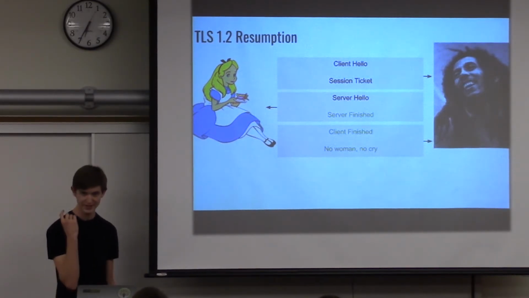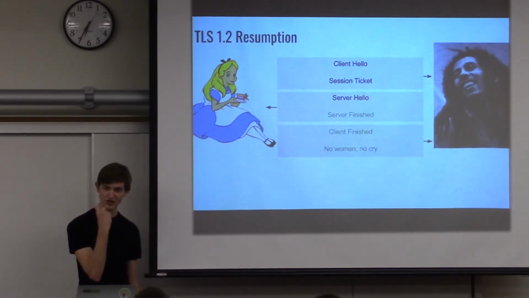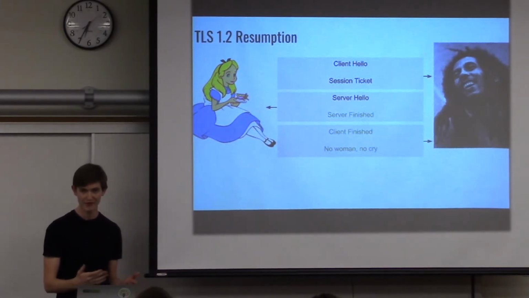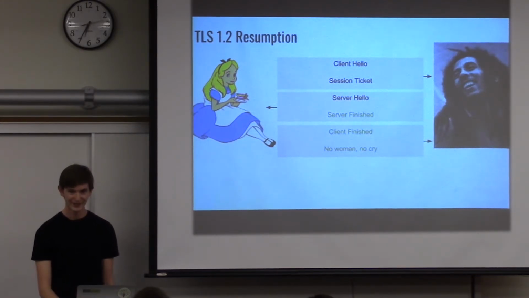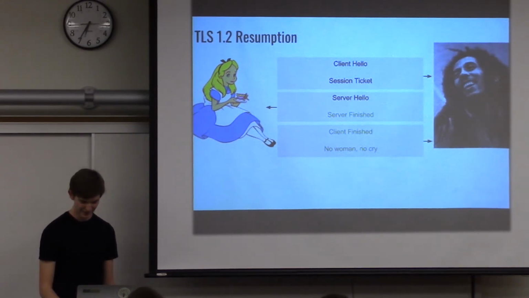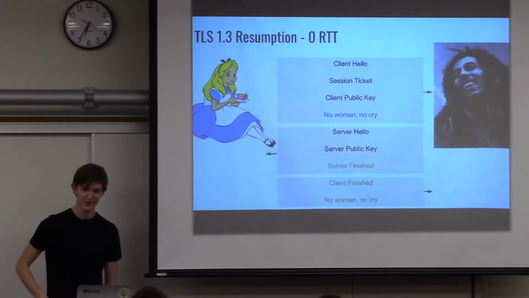So all the client has to do is send, I want to speak TLS, and here's my session ticket from earlier, and then we have encryption again. It's just one round trip. So TLS 1.3 does kind of the same thing, but cooler and also worse, depending on who you ask.